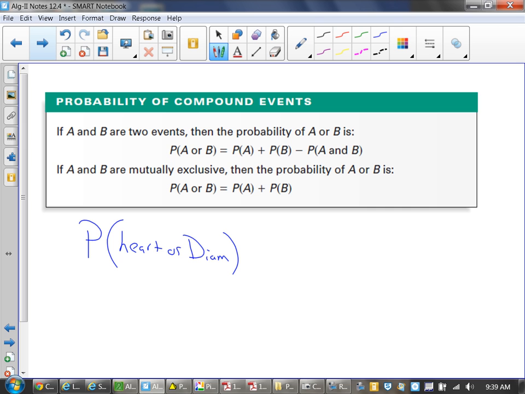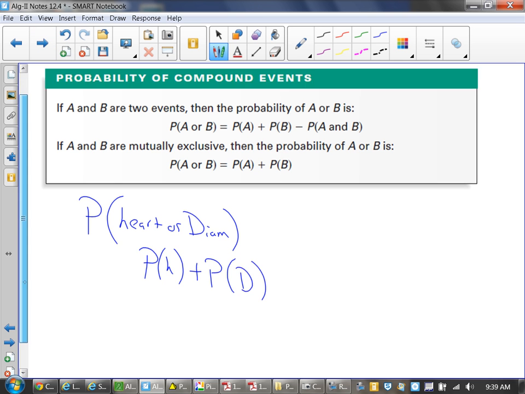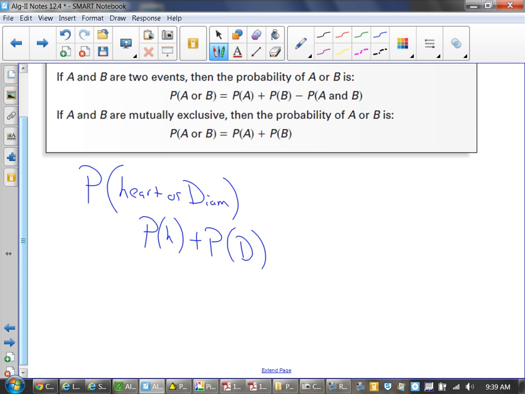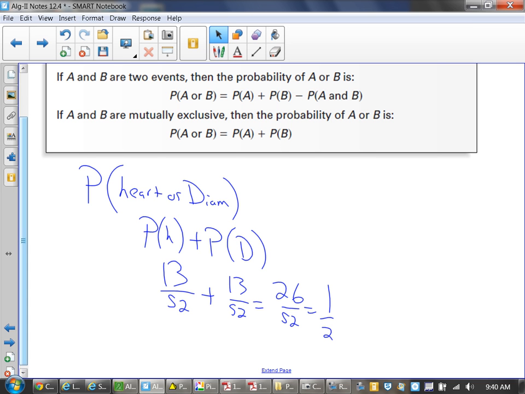There's no overlap. So what you wind up with is the probability of a heart plus the probability of a diamond. How many hearts are in a deck of cards? 13. 13 out of 52 plus 13 out of 52 gives you 26 out of 52, which is 1/2. So the probability of drawing a heart or a diamond is 1/2. They're completely exclusive of one another.